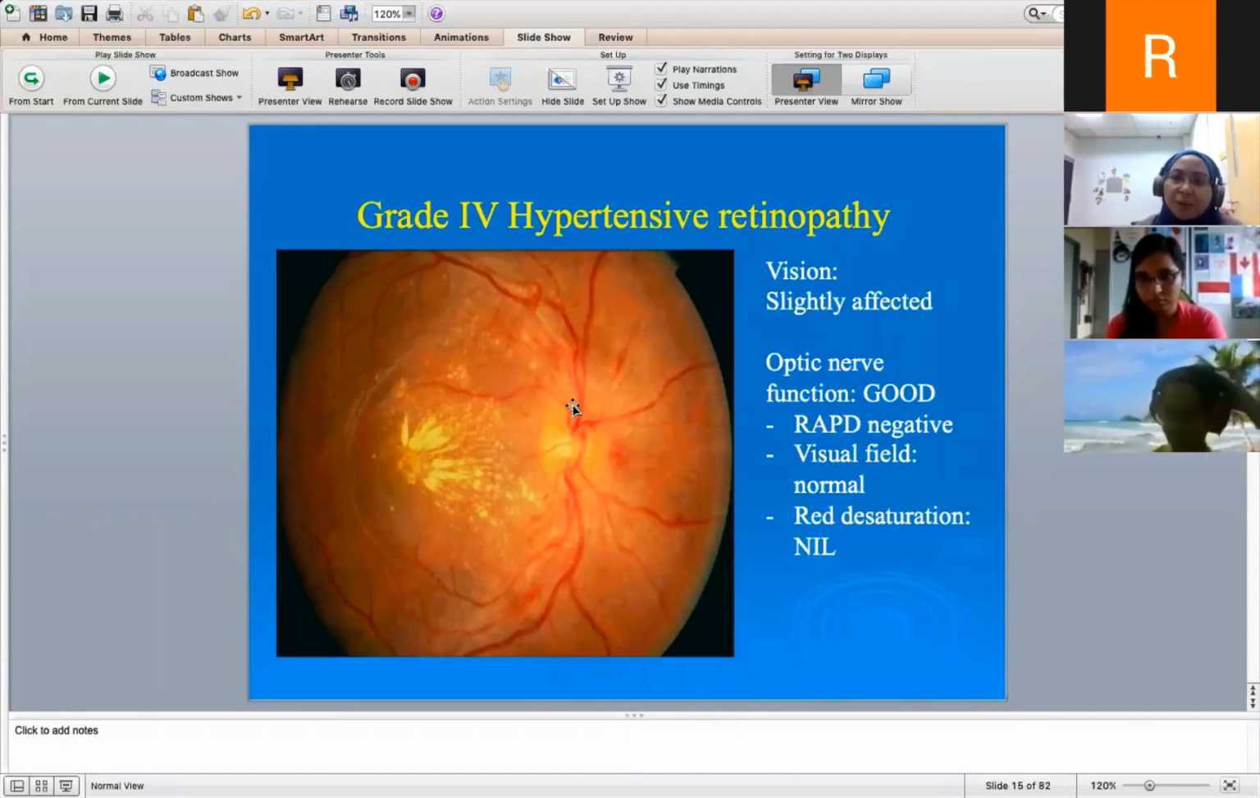So if you do fundoscopy and see optic disc swelling, but yet the vision is not so bad, RAPD negative, visual field more or less normal, no visual field defect, no red desaturation, then think of grade 4 hypertensive retinopathy, and it has to be bilateral. Remember, both eyes. It cannot be one-sided. It has to be both eyes.